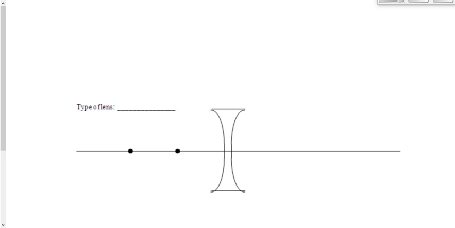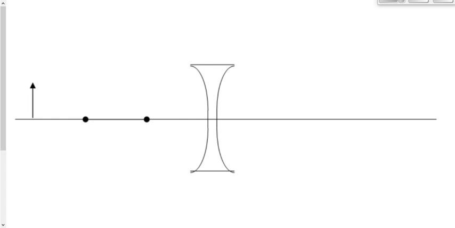We're going to make this my focal point. We're going to make this 2F. Principal axis, optical center, same deal as what we had for the last set. First object, way beyond 2F. Well, or just a little bit beyond 2F. It doesn't really matter. First ray, parallel to the principal axis.